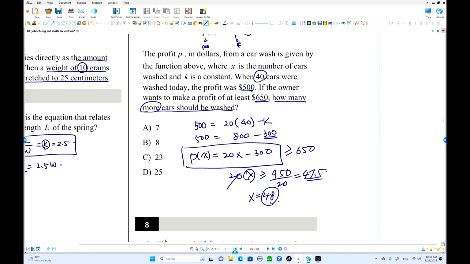Okay, from here, 48, the difference is what? 8 more cars, okay? Underline it, okay? Yeah, sometimes I make a mistake, right? What is being asked, okay? 8 more cars is this, okay?